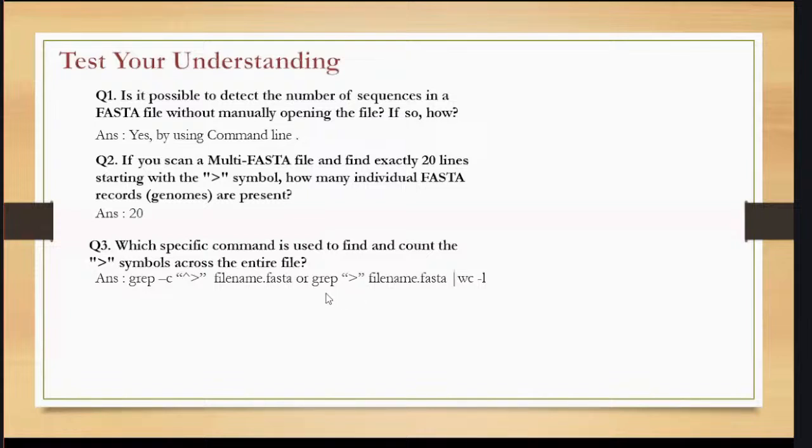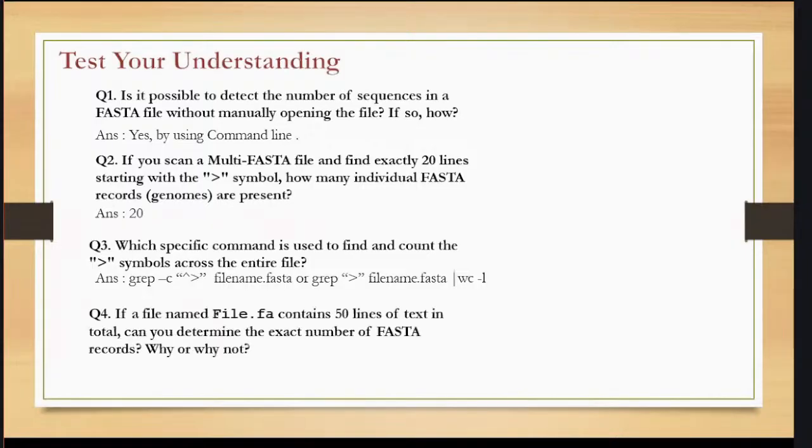The second command is grep, the greater than sign, file name .fasta, and then after using a pipe, you can do wc -l. wc is word count. So after that also, you can use the second command, right?